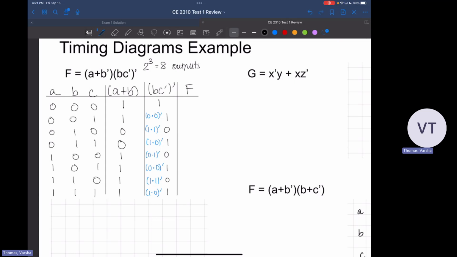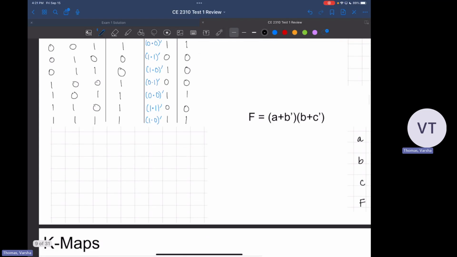So F is the values in this column and the values in this column. So 1 and 1 is 1, 1 and 1 is 1, 0 and 0 is 0, 0 and 1 is 0, this is 0, 1, 0, and 1. So these are the values for F for A, B, and C. Okay.